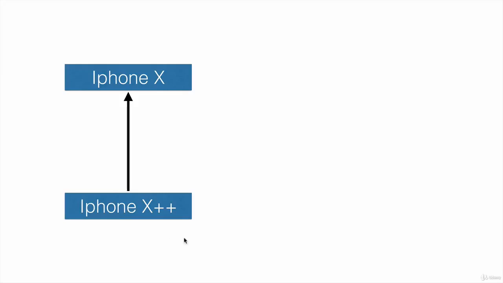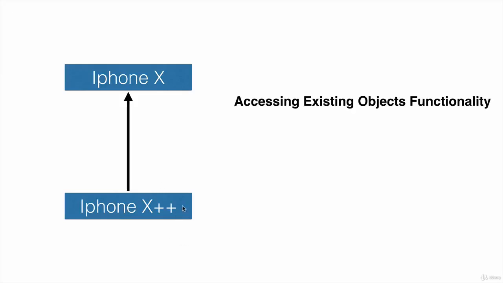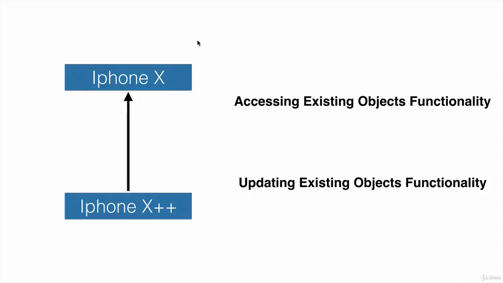Inheritance is the process of defining a new object with the help of an existing object. Let's have a look at two important things in inheritance by looking at an example. Now that we have iPhone X in the market, Apple will be launching the next version of iPhone very soon. And this new version can access a lot of existing functionality from iPhone X. That is, it can inherit a lot of functionality and features from iPhone X.